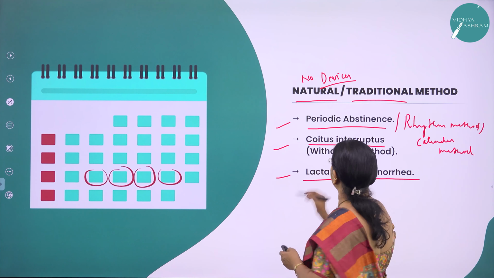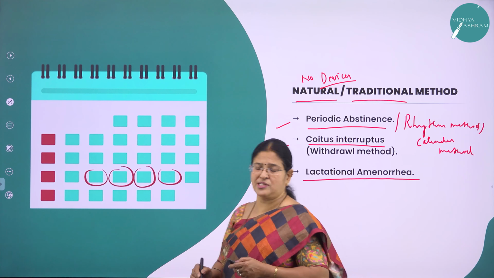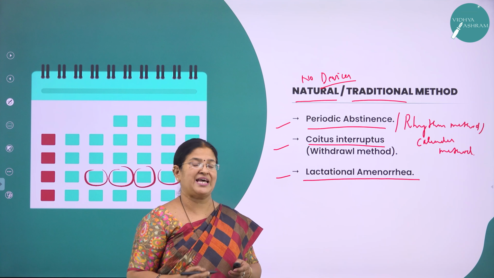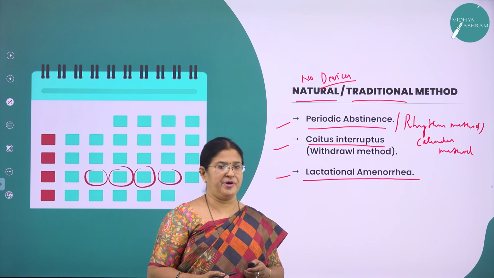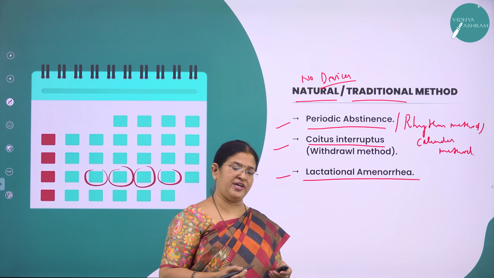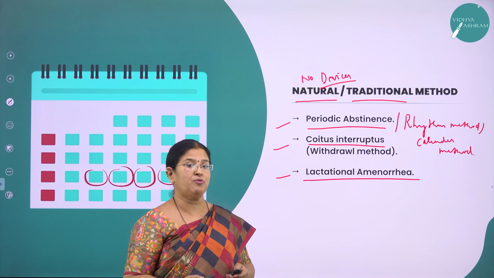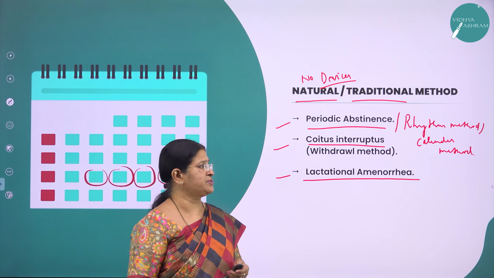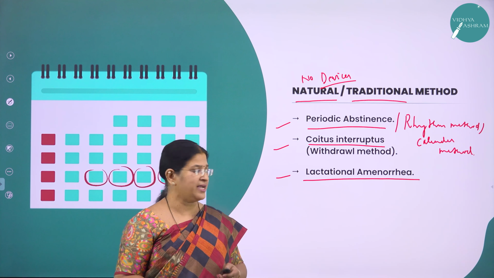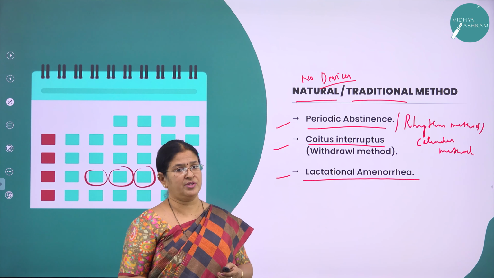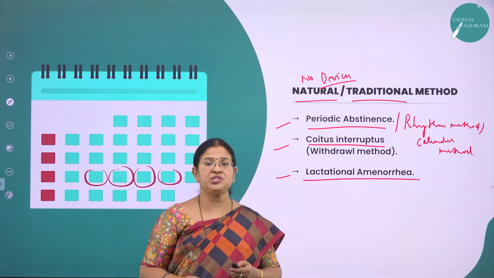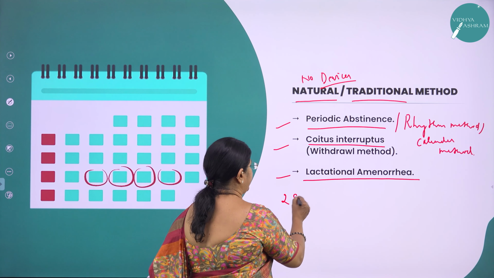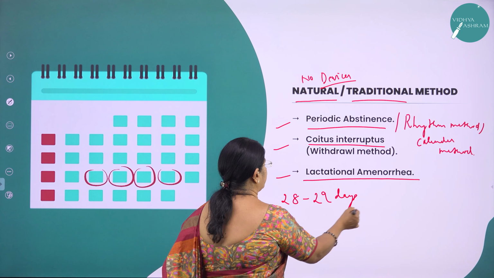Periodic abstinence. The application of this method is based on the knowledge of the menstrual cycle. Hope you have studied in human reproduction what is menstrual cycle, what are the phases of menstrual cycle, and hope you remember one very important phase called the ovulatory phase, which takes place on the 14th day of the menstrual cycle. And you have studied that the average duration of a menstrual cycle lasts for 28 to 29 days. Hope you have understood in that chapter, right?